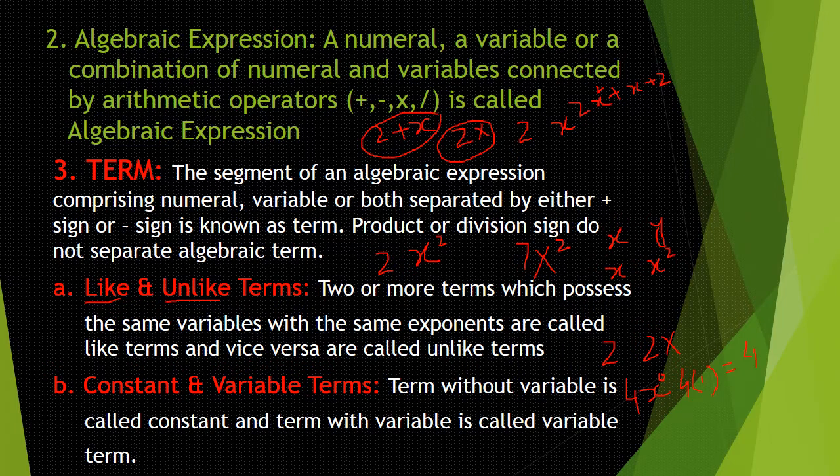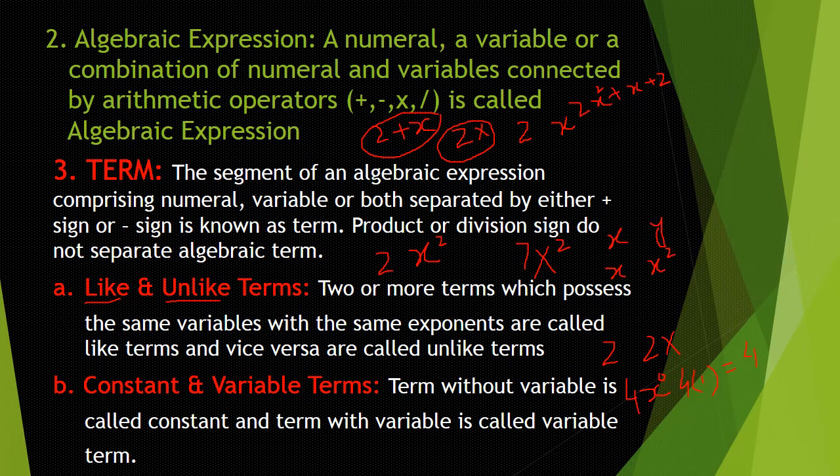Similarly, 4 is a constant term, and 4x power 0 is also a constant term because here the power of x is 0, and when a variable or a constant has 0 power, 0 exponent, it is always equal to 1. So 4x to the power 0 means 4 into 1. When 4 is multiplied by 1, it gives only 4. So 4 is a constant term. All those terms which have a variable with a power greater than 0 are called variable terms.